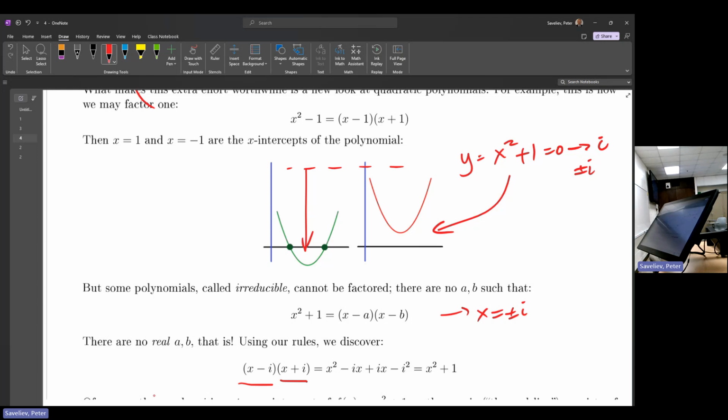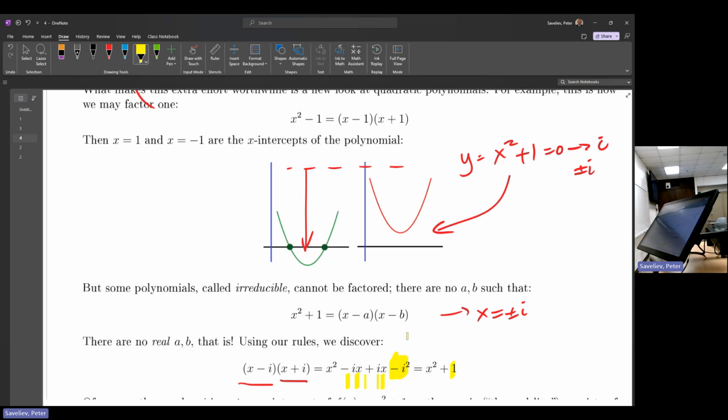We're following the multiplication rule, addition rules. We also have i minus i is equal to 0. Naturally, i squared is equal to -1. That's the crucial part of this computation. Over here, we end up with i squared, and that i squared is actually -1. So we end up indeed with x squared plus 1. The minus ix plus ix cancel out, and then we end up with x squared minus i squared, which is x squared plus 1. So factorization works. It didn't used to work, now it does.